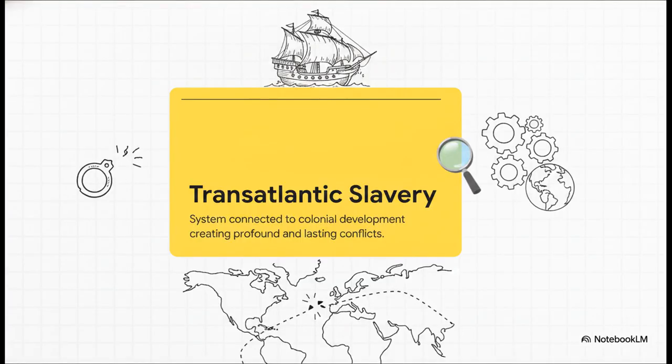Okay, a really crucial piece of key vocabulary you need to know for this era is transatlantic slavery. This wasn't just some historical side note. It was a massive, brutal system deeply woven right into the economic and social structures of early colonial development. Understanding how this system operated is absolutely vital for answering our essential question about how colonization created profound, lasting conflicts that would end up shaping the nation for centuries to come.